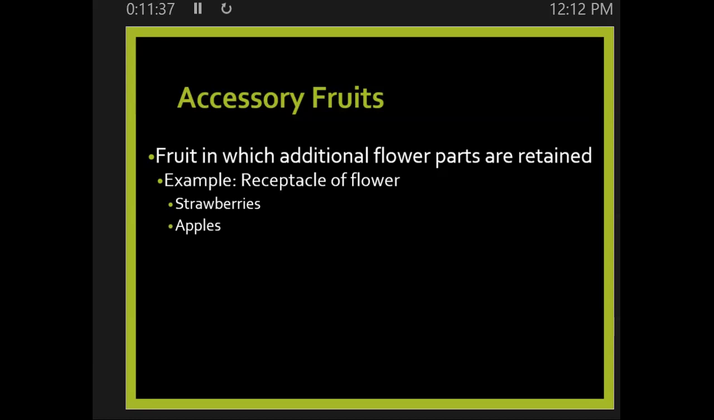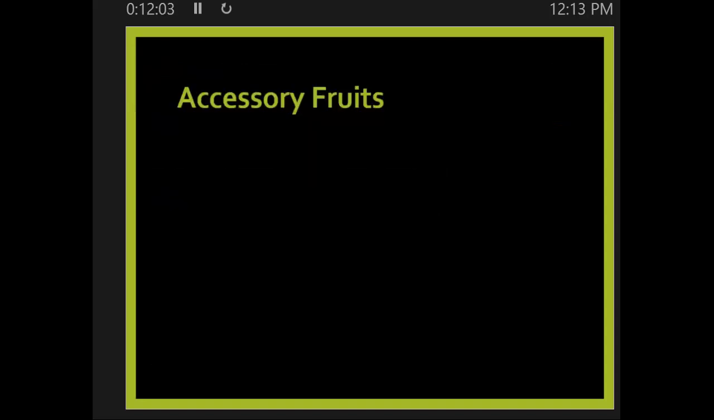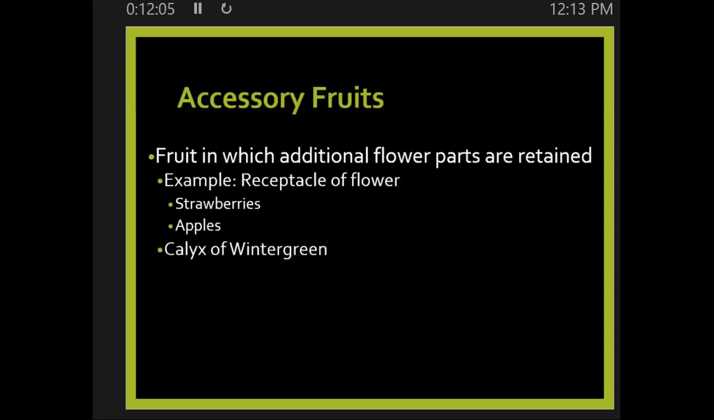Apples, though, too. When you eat an apple, most of that tissue is receptacle. And then wintergreen. Okay, so those are examples of fruits. So going back to, please know what the definitions are for each of the simple, aggregate, multiple, accessory. Okay.